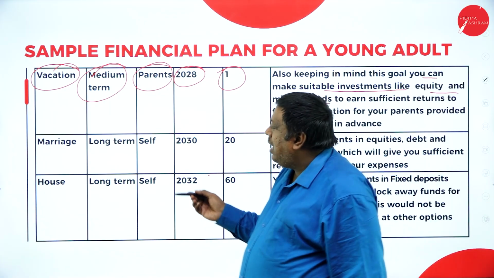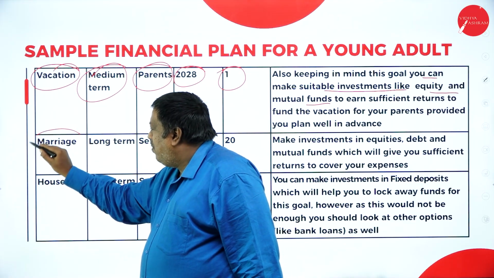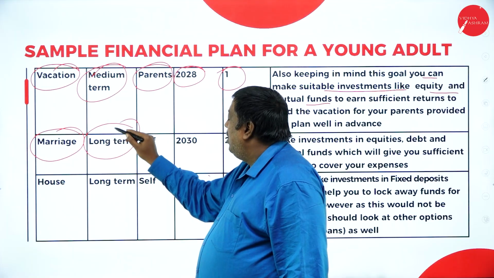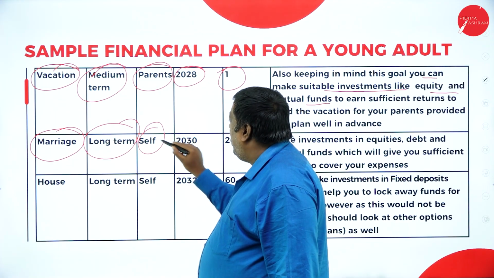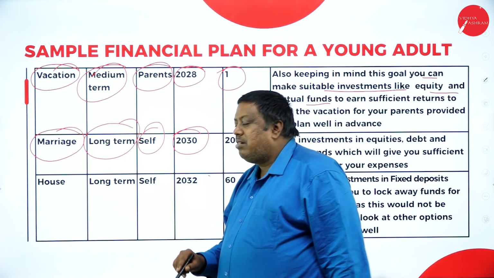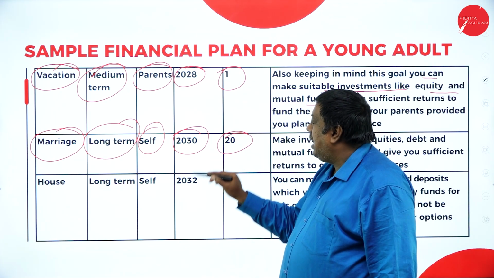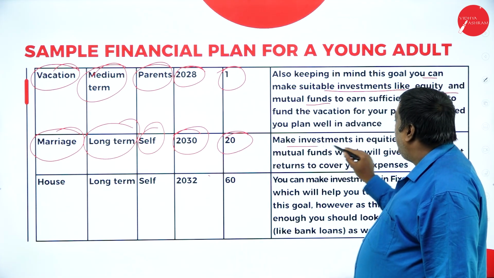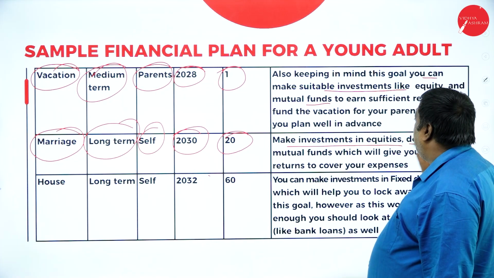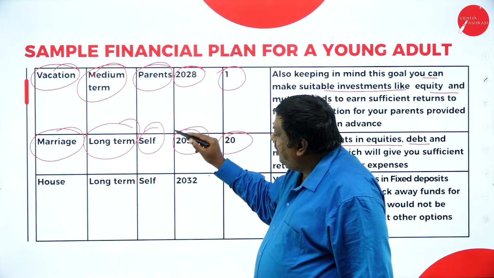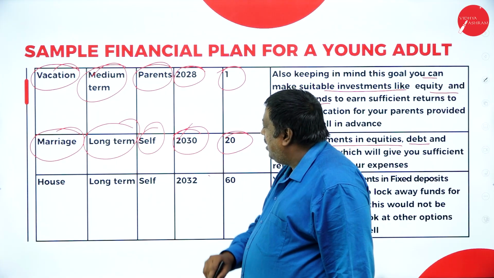The next one we have here: I want to get married. It is a long-term goal. It is for myself, and I am planning to marry after 2030. For my marriage expenses, I require 20 lakhs a year. For that, I want to invest in equity, debt, and mutual funds where I can save some money. After 2030, I want to get married.